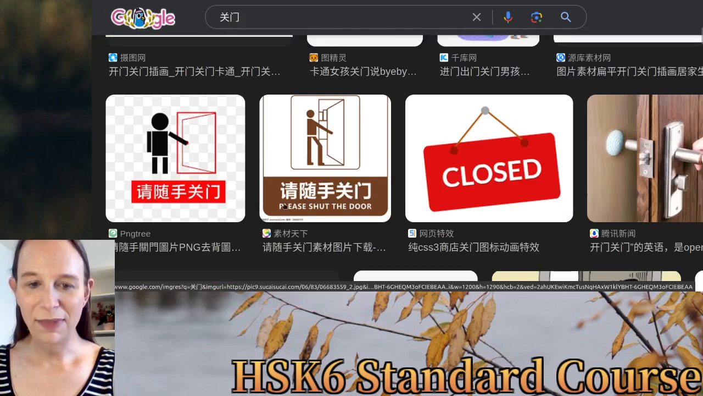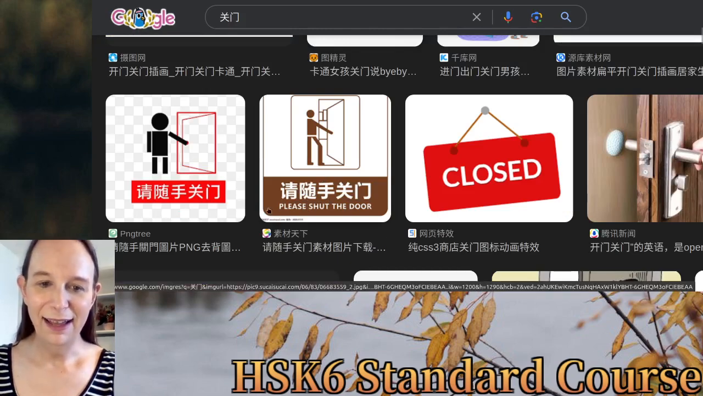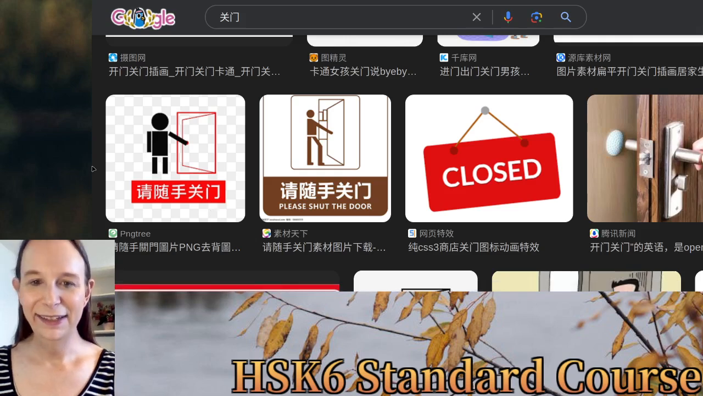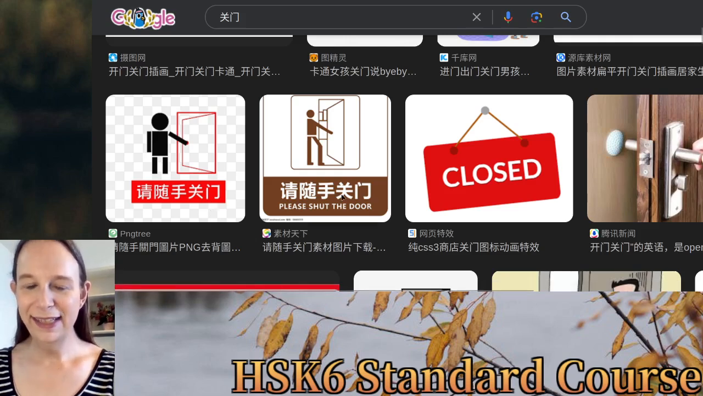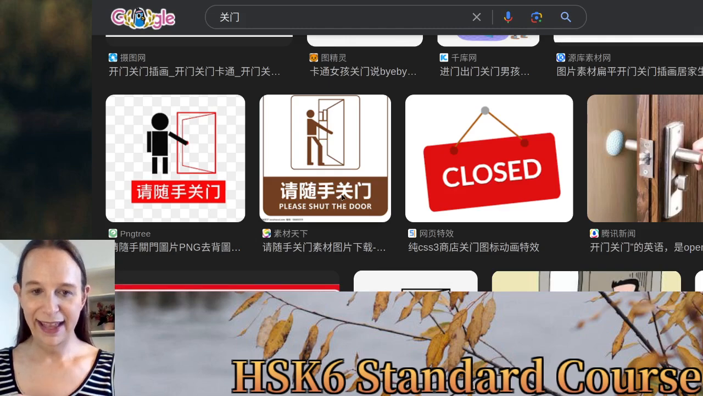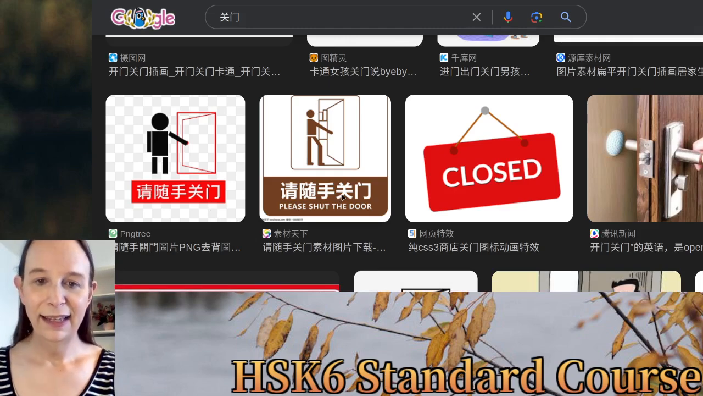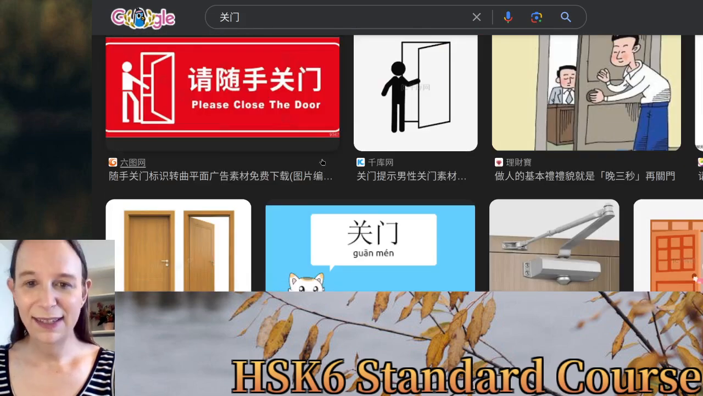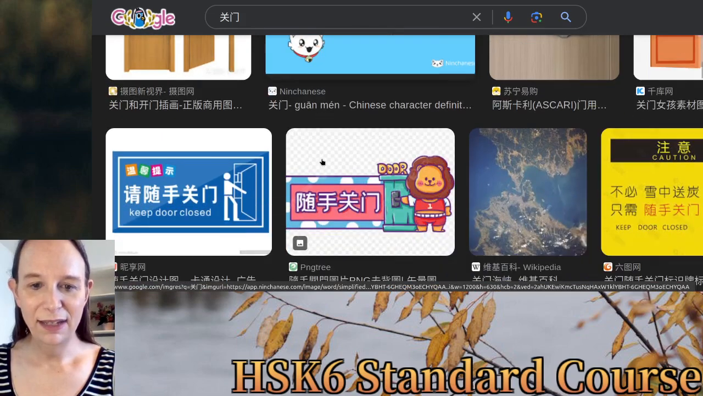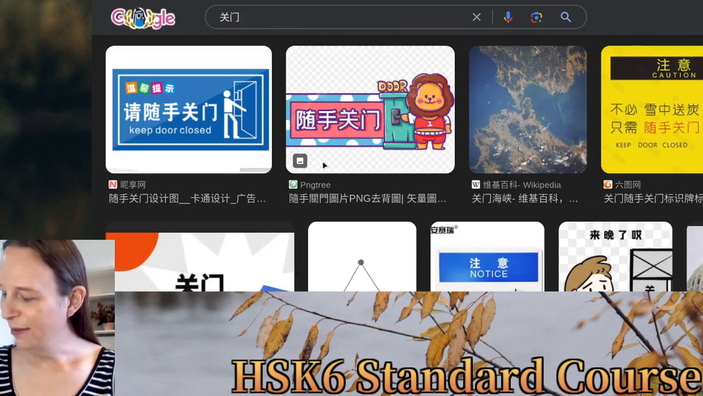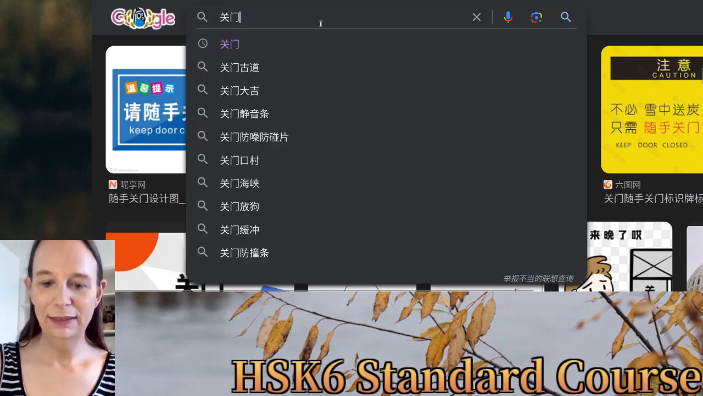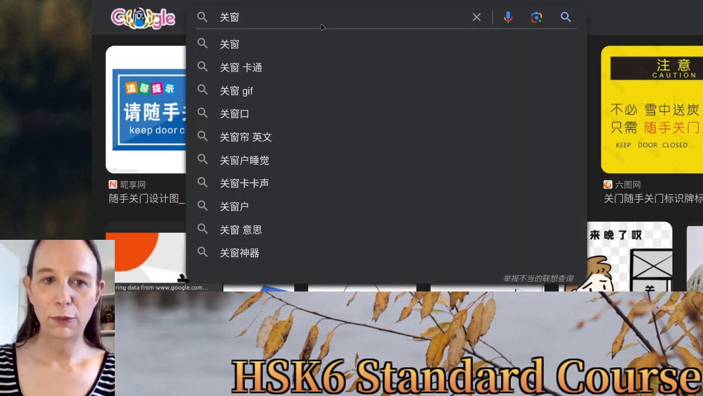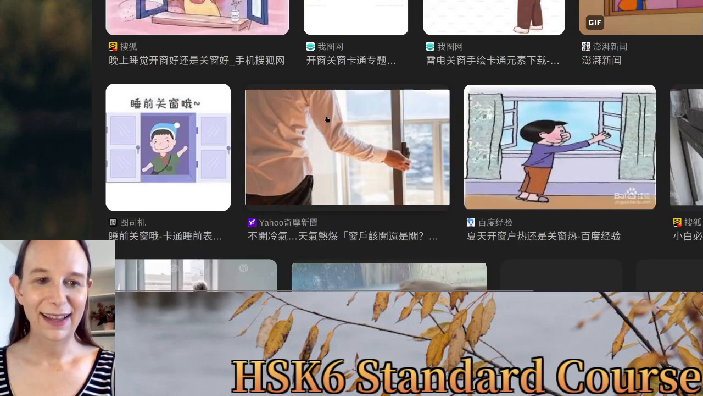请随手关门. The 随手 implies you don't really need authority, just close the door. Usually you'll see signs like this when there's air conditioning or something like that. Yeah. Or mosquitoes as well. 关门, 关门. Yeah, anyway, 关门 and 窗户. 关窗. Close windows.